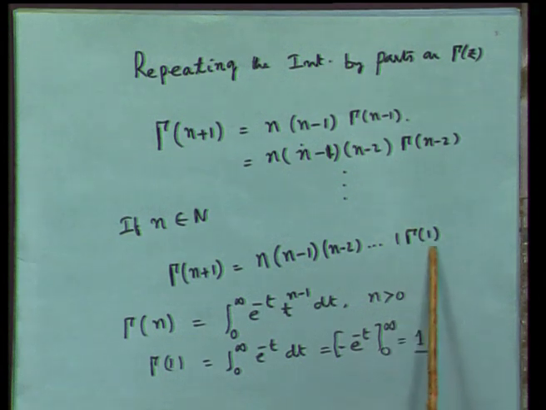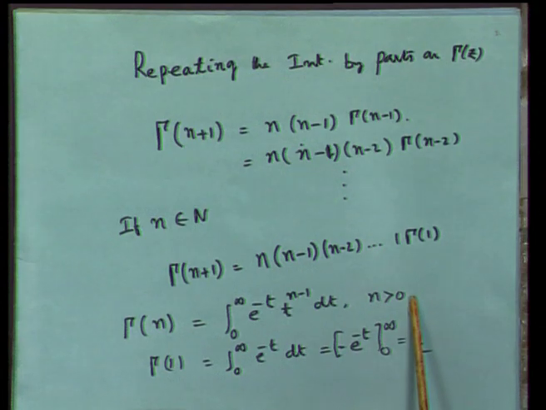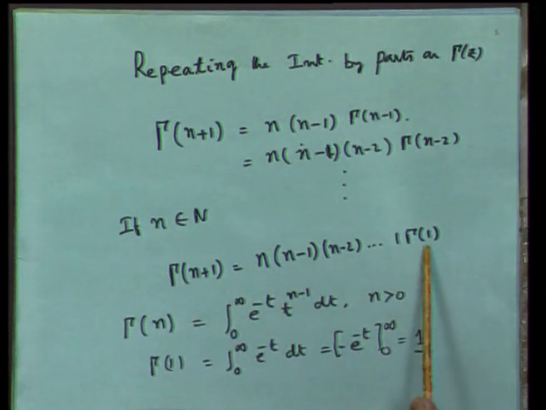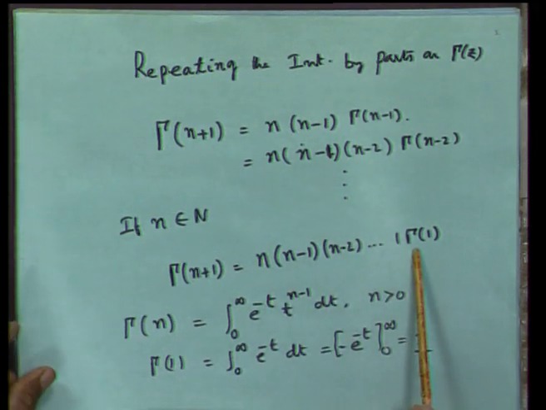Now, we have to evaluate what gamma 1 is. Gamma n is defined as the integral 0 to infinity e power minus t into t power n minus 1 dt for n greater than 0, and when n equals 1, this integral reduces to the integral 0 to infinity e power minus t dt, that is equal to minus e power minus t from 0 to infinity, which is equal to 1. Hence, gamma 1 is equal to 1, so that your gamma n plus 1 is equal to n into n minus 1 into n minus 2 and so on up to 1, which is equal to n factorial in the usual sense.